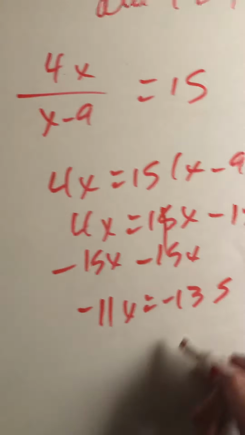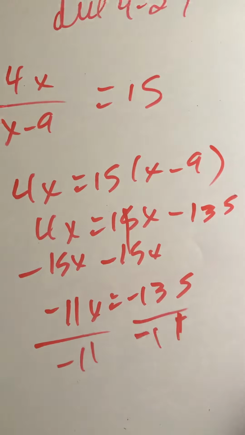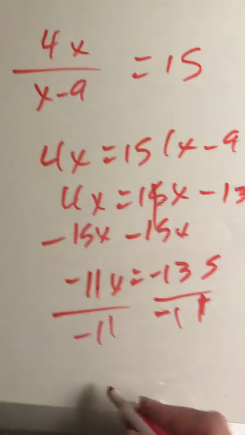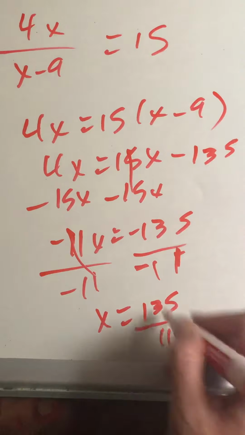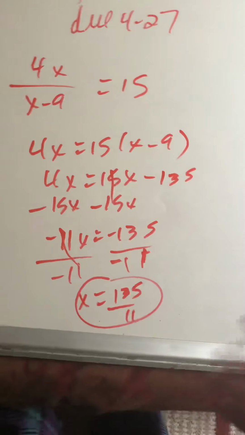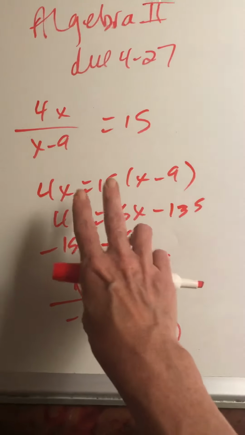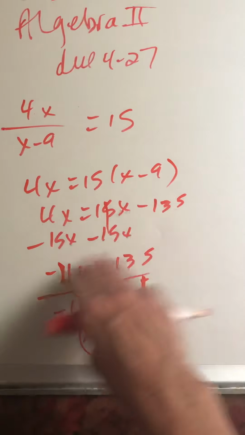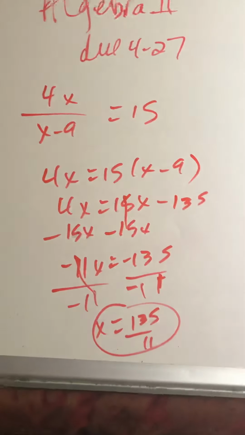And then I'm going to divide by negative 9. 135 divided by 9 is 15, so it'd be positive 15 if I didn't mess up. Let me look at it again. So 4x over x minus 9 equals 15. Got that. 4x minus 15x is negative 11x... okay, and it doesn't make the x minus 9 zero, so we're good.